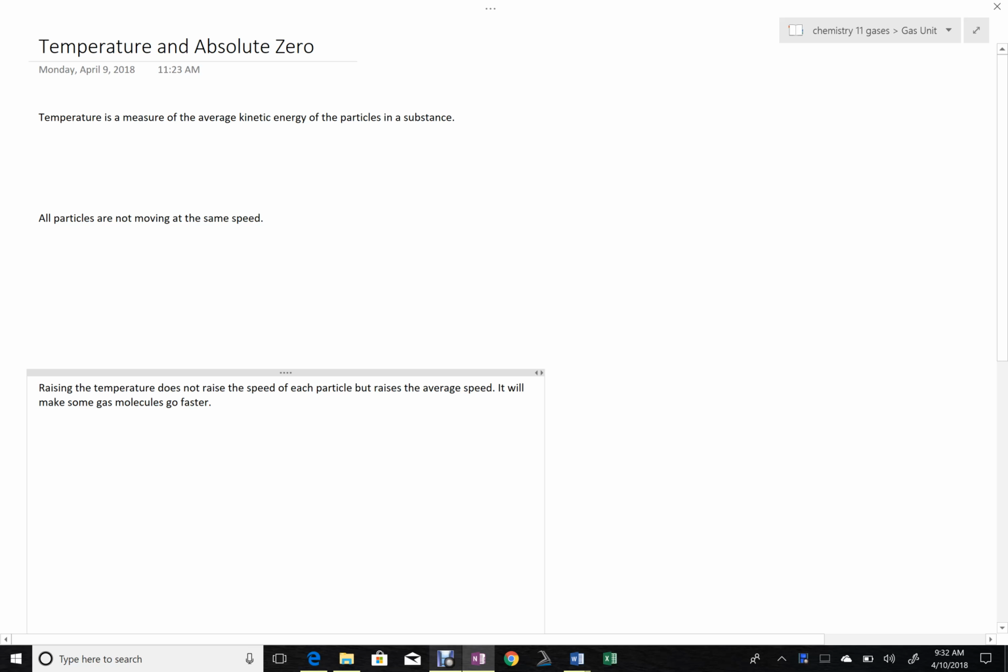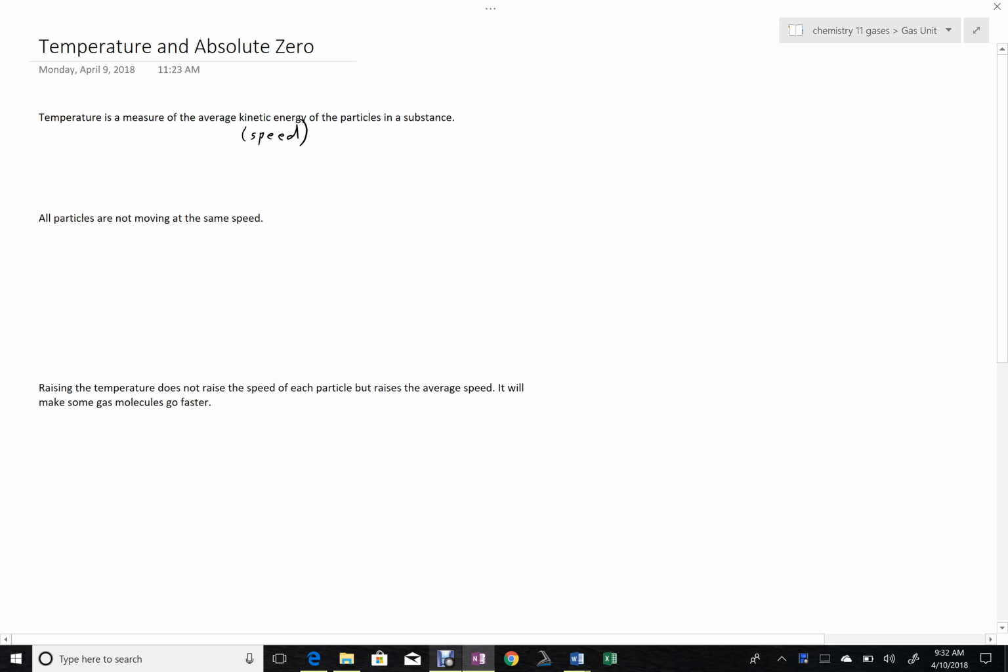Okay, today I'm going to talk about temperature and absolute zero. So temperature, as we think of it, is really a measure of the average kinetic energy, or another way of saying that is the average speed of the particles in a substance. All particles within the substance are not moving at the same speed. So in the end, the temperature is telling us about the average.